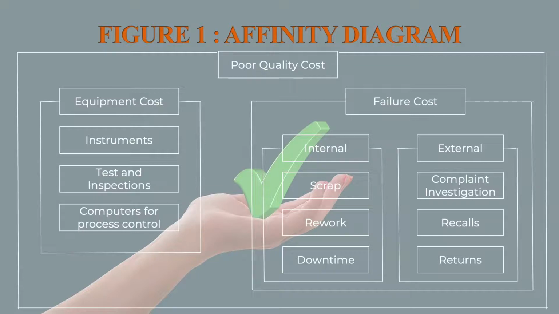Then returns cost. Sometimes the customers are very angry and say, I don't want this mobile, you take it and give me a new one, or I don't want your product at all. Such types of costs are involved in failure cost, because we are failing to satisfy the customer. So these are the various costs which we can identify through the affinity diagram.